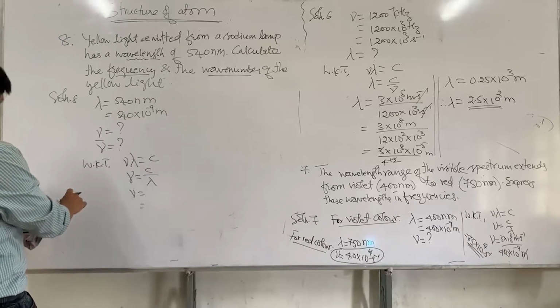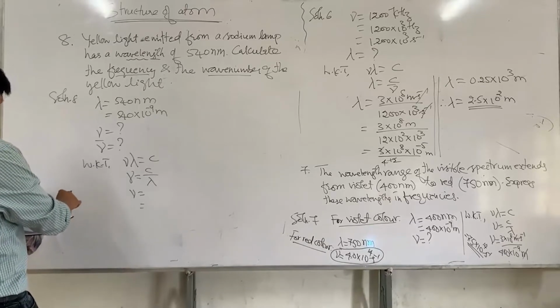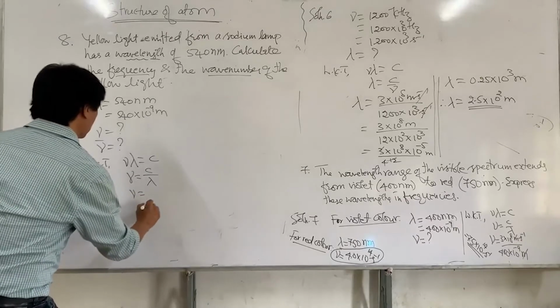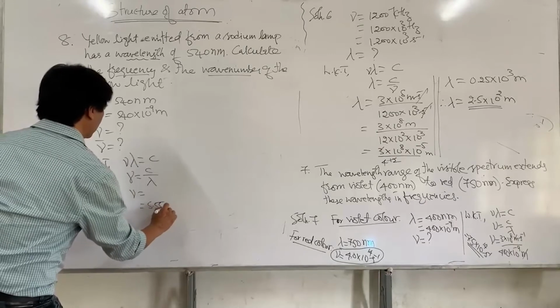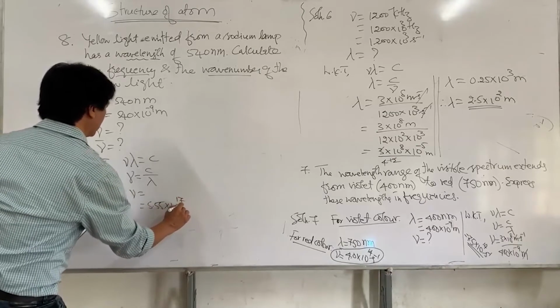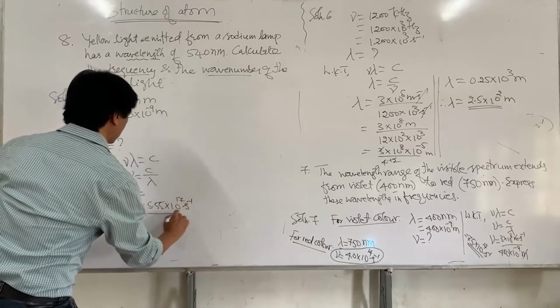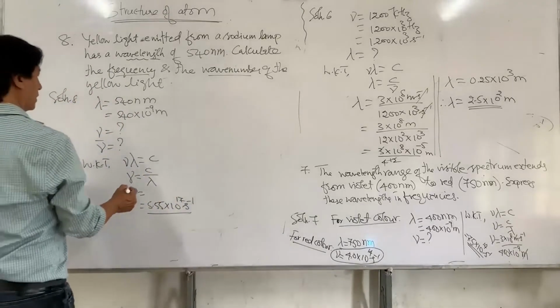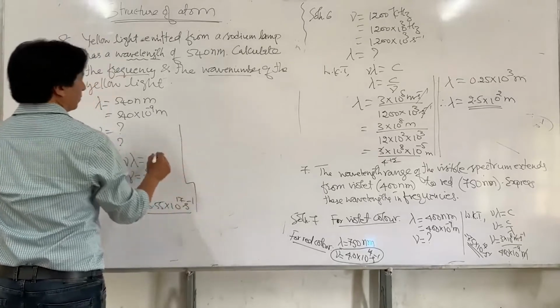The frequency is 5.55 into 10 raised to the power 17 per sec. Now the next thing is finding the wave number.